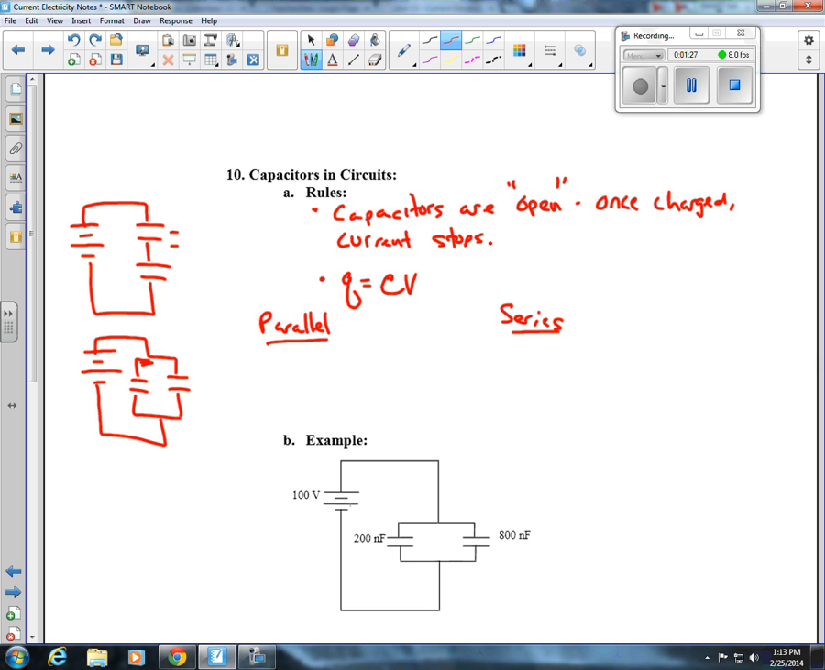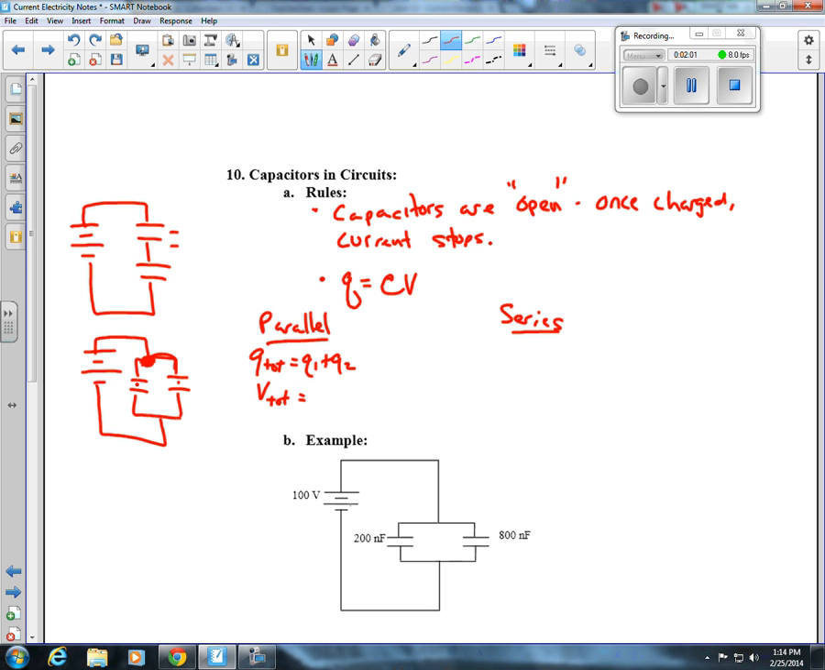Now, taking a look at the parallel one, whatever charge comes out of the battery gets to this point and splits. Some of it goes to the first capacitor, some of it goes to the second capacitor. So Q total equals Q1 plus Q2. You can think of the charge kind of being like the current, and it kind of has a junction rule. When it gets to this junction, some of the charge goes to one, some of the charge goes to the other.